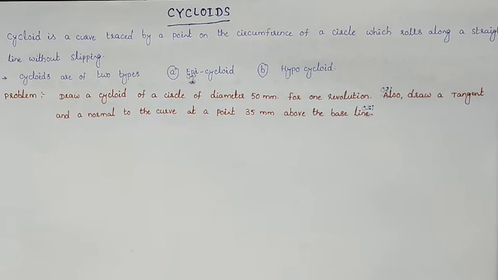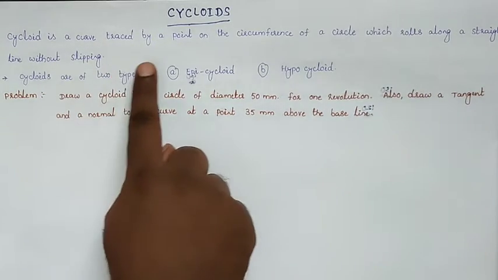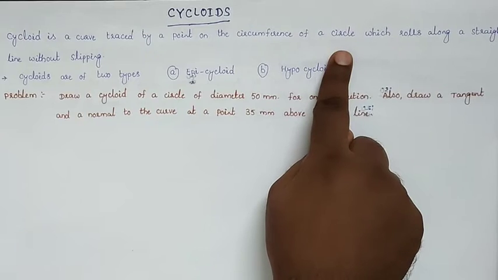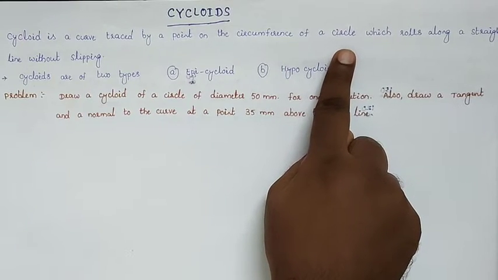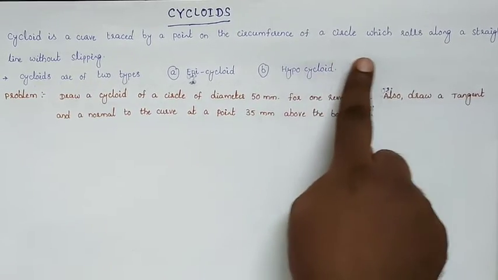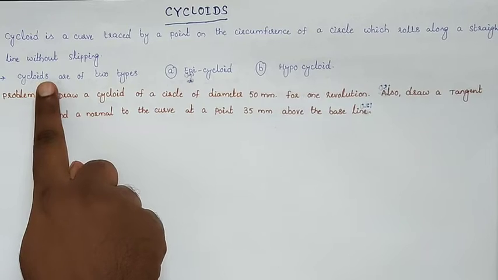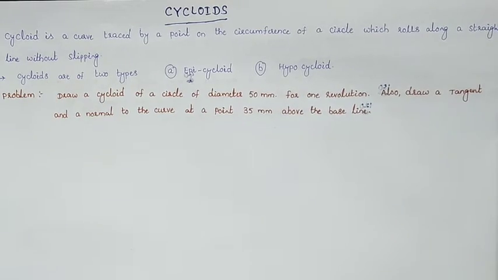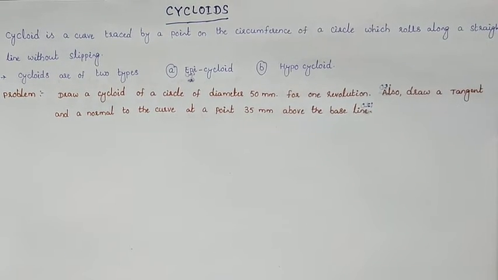Okay. So first of all, the cycloid is a curve traced out by a point on the circumference of a circle. That circle we can call the generating circle, or the rolling circle, rolling along a straight line. That fixed straight line we can call the baseline or the directing line.